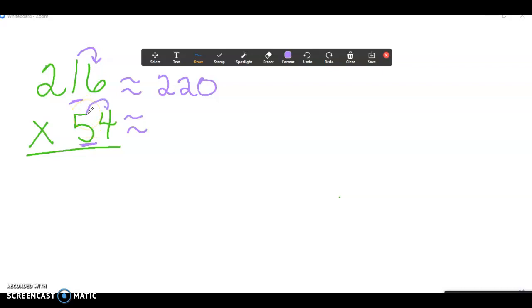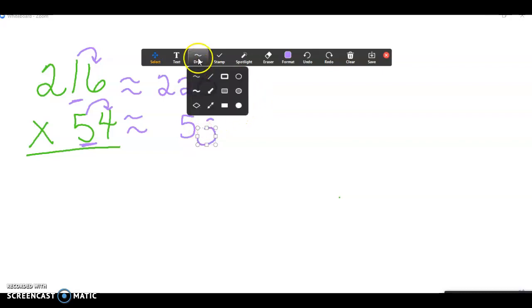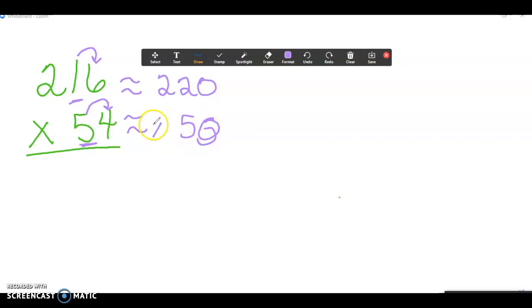54, when I look next door, 4 is less than 5, so the 5 would stay. So 54 is closer to 50 than it is to 60. Okay? Now I have 22 times 5. I'm going to forget about my zeros for a second. So I have 22 times 5.